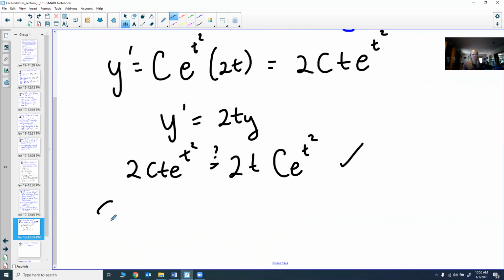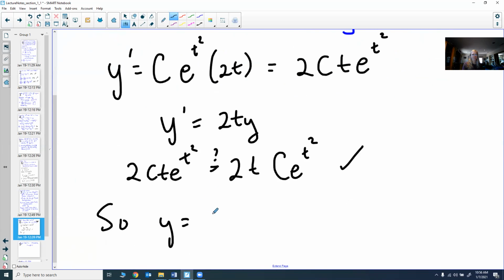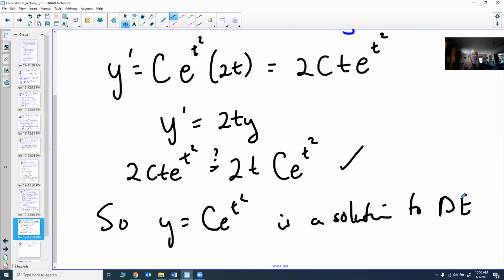So y equals c e to the t squared is a solution to the differential equation. All right.